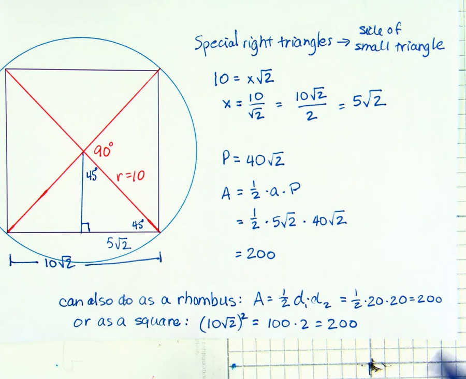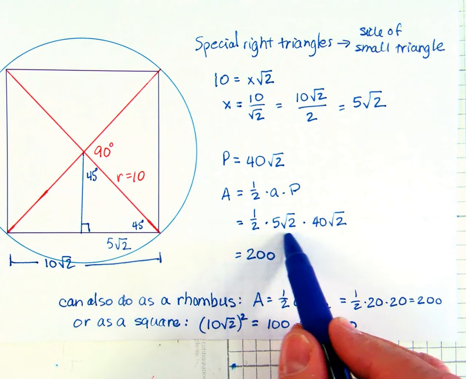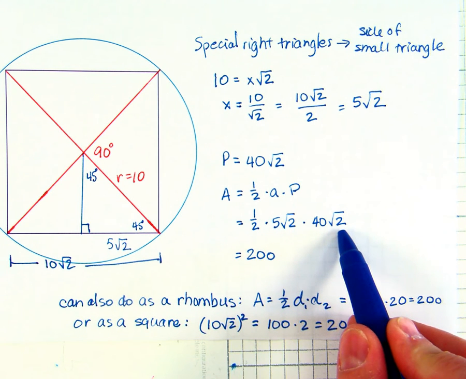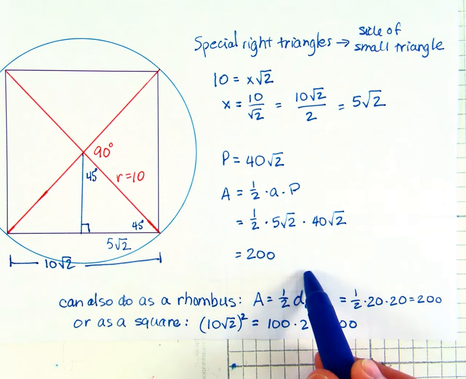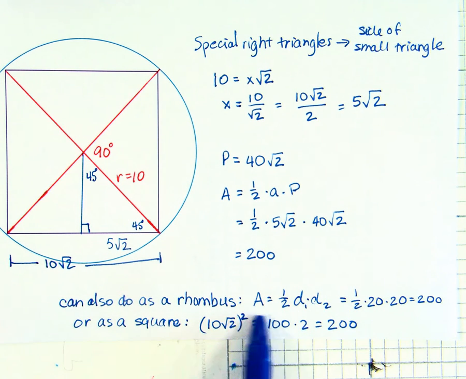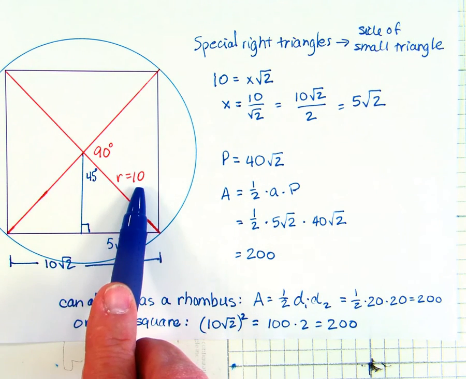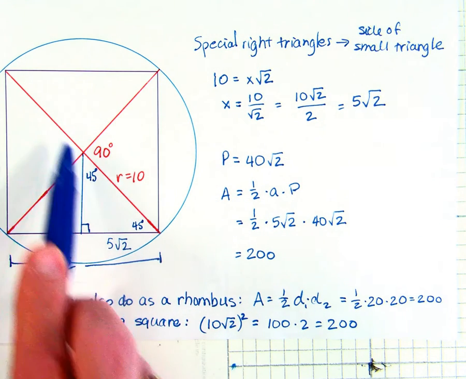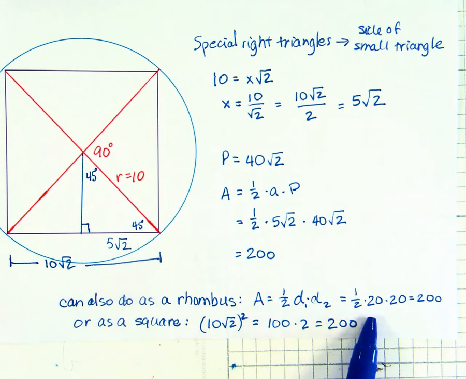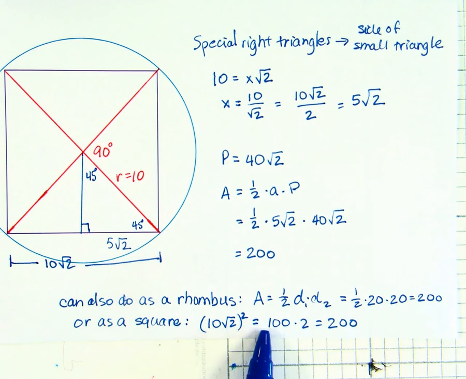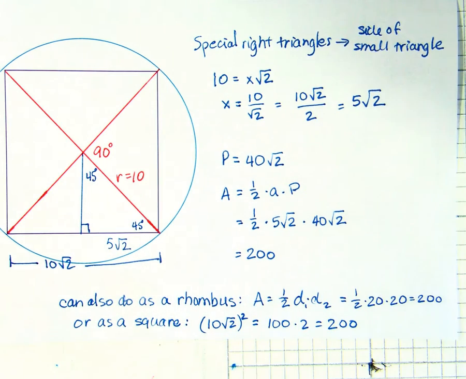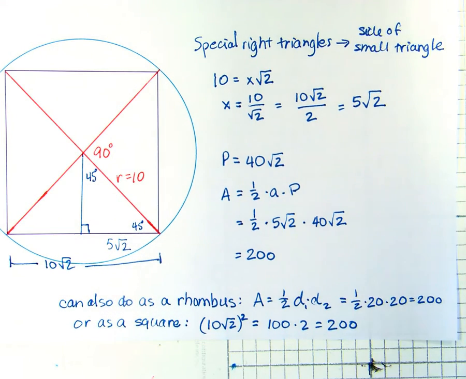The area will be 1/2 of the apothem times the perimeter, or 200. This can also be done as a rhombus by doing the diameters. This is probably the easiest way to do this one. Since we have that the radius is 10, we can double it to be 20 and multiply. We can also work it as a square, which, if we have the right side, is the easiest way.